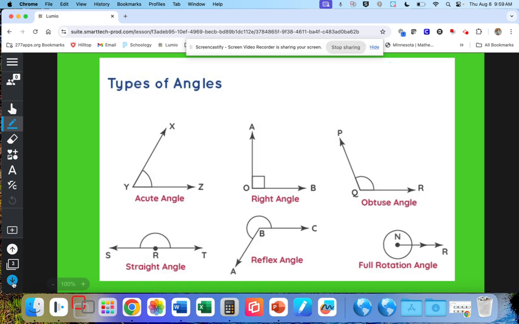The next topic is not on the note sheet, so this would be one you'd want to take notes on, is types of angles. The top 3 are probably ones you've heard before. The bottom 3 might be new, so make sure you get these written down so you have a point of reference. The first one is an acute angle.